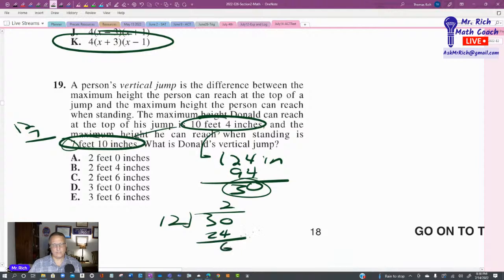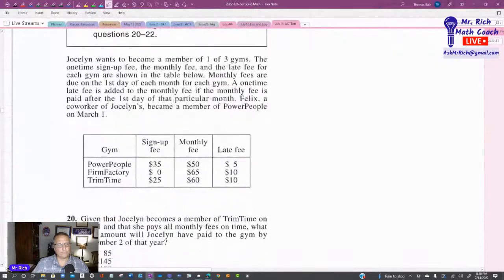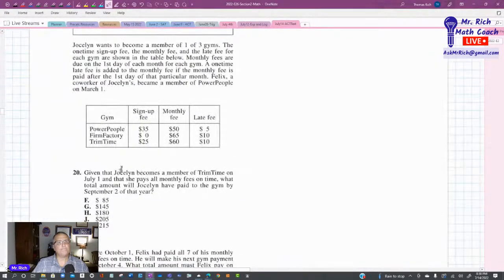24, 6. Okay, 2 feet, 6 inches. Going with that one right there. Make sure that I didn't mess that up. 120 plus 4, 12 times 7, 84, plus 10, 94. Subtract is 30. 12 and 12 is 24, plus an additional. Yeah, okay, I like that answer. 30, or should say 20.